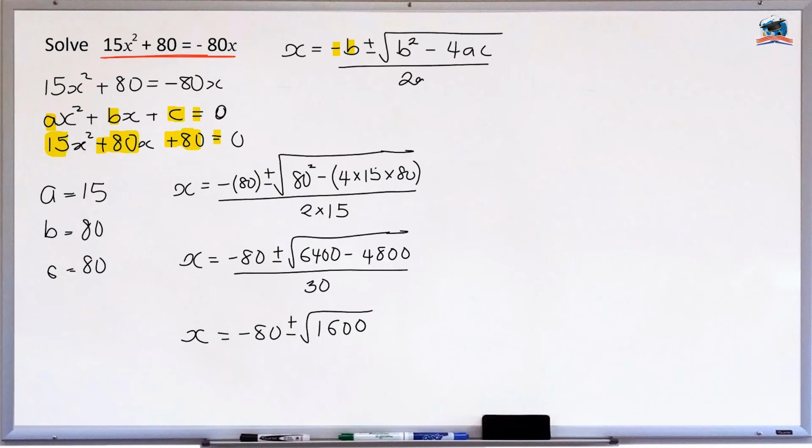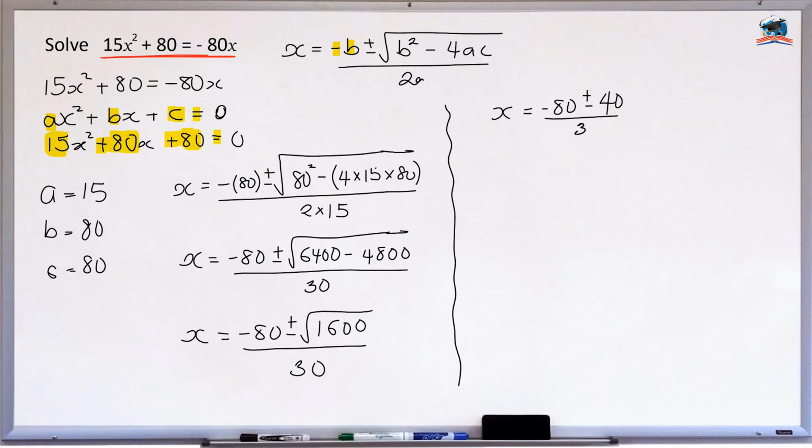Okay, so we have x here will be equal to what? We still have our minus 80 there, and we have plus minus. Beautiful. And square root of 1600, the square root of 16 is what? Is 4, and then we have 2 zeros, and we end up with 10. So we have what? 40, and then we still have a 30 divided by 30. Beautiful. Now we're going to end up with 2 values for x.